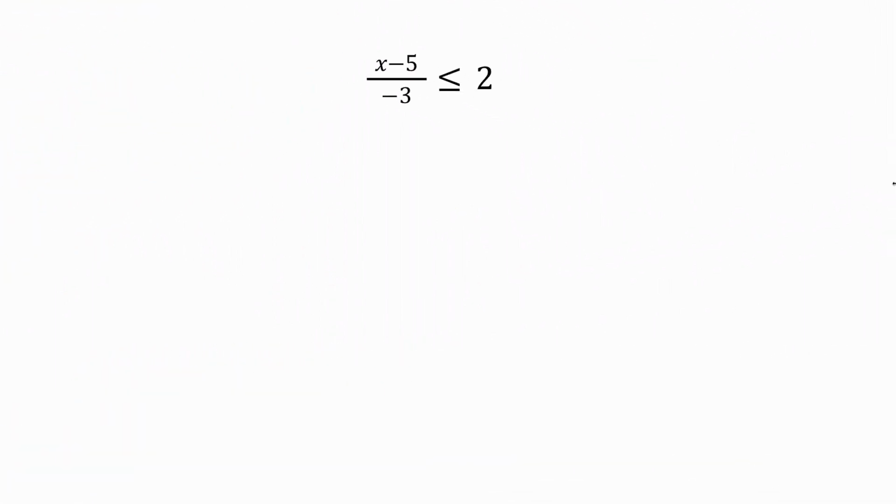I got x minus 5 over negative 3 is less than or equal to 2. I notice that I have this x minus 5 grouped together, so I'm going to go ahead and get rid of the divide by negative 3. I'm going to multiply both sides by negative 3. Since I am multiplying both sides by negative 3, that symbol needs to change.